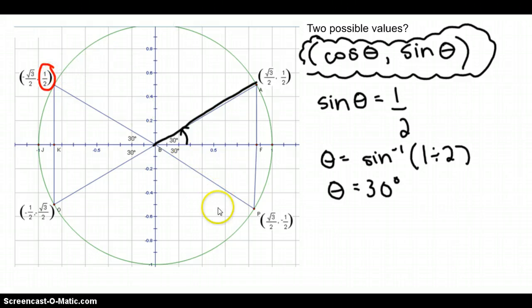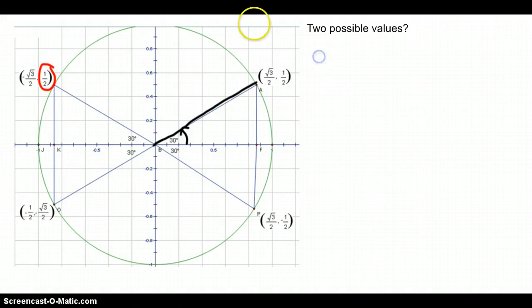But you won't know that unless you have the answers right in front of you, and that's not what's going to happen. You're going to have to find it yourself. So how do we determine what the other possible value is? We know that theta is equal to 30, but we have to find what the other one is, and that's the tricky part. So we know that sine of theta equals opposite over hypotenuse.